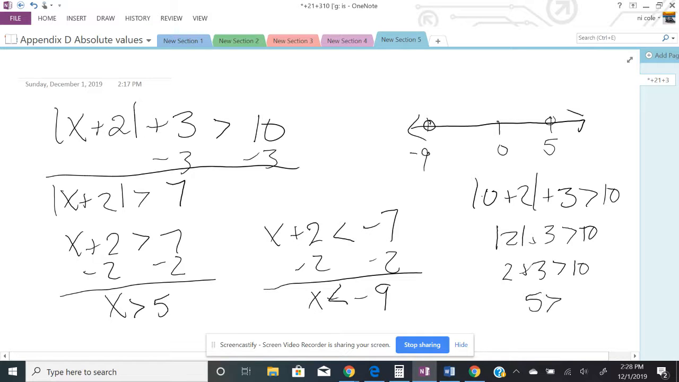The absolute value of 2 is 2, plus 3 is 5. Is that greater than 10? The answer is no. That would make that go that way and this go this way.